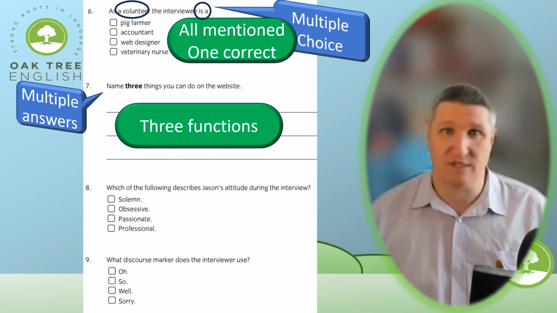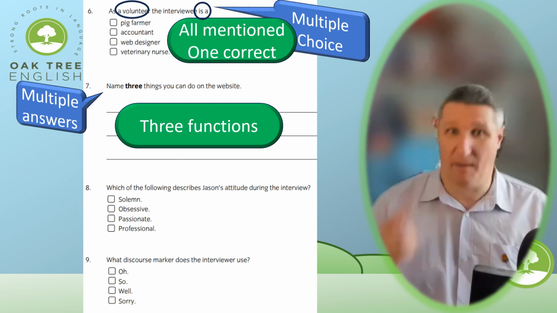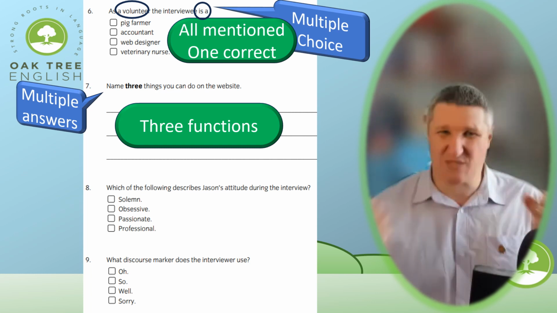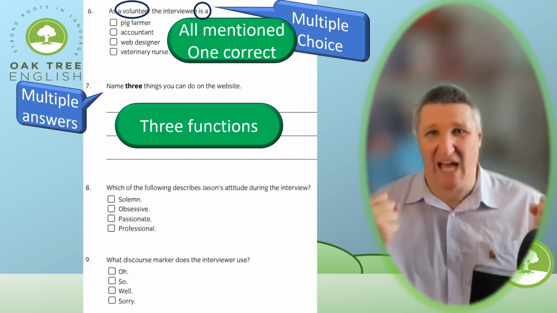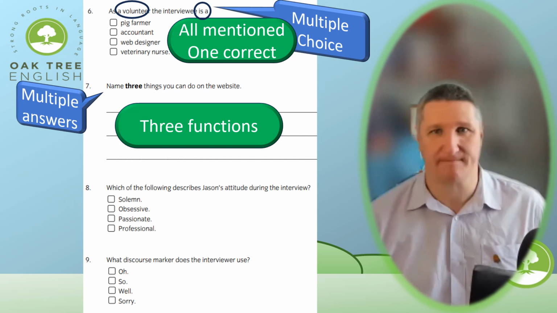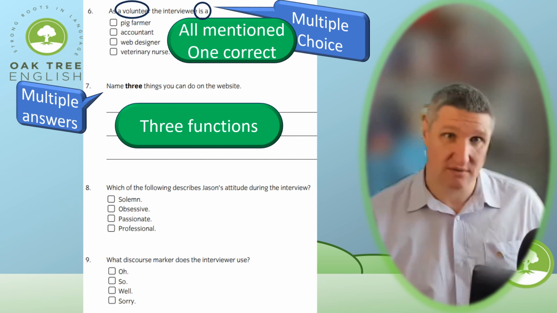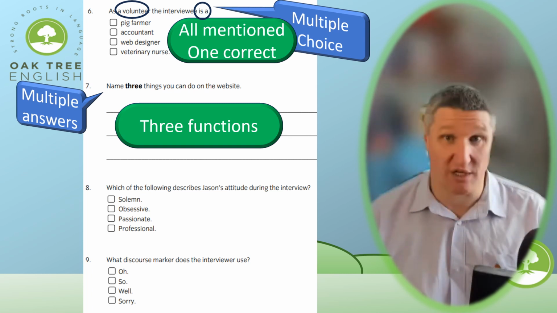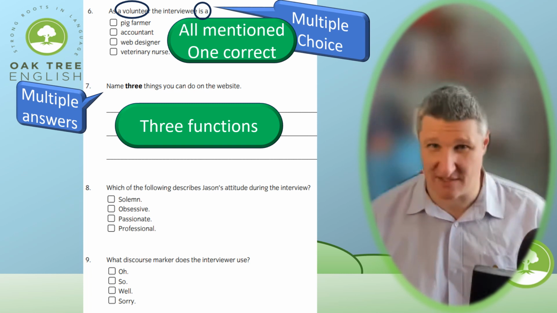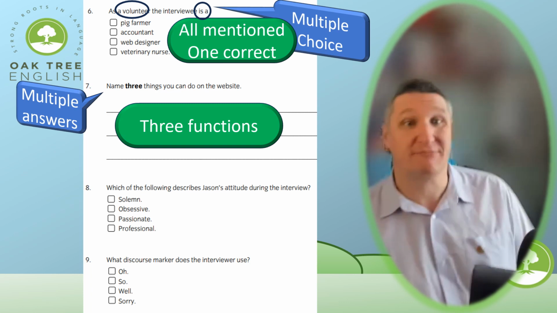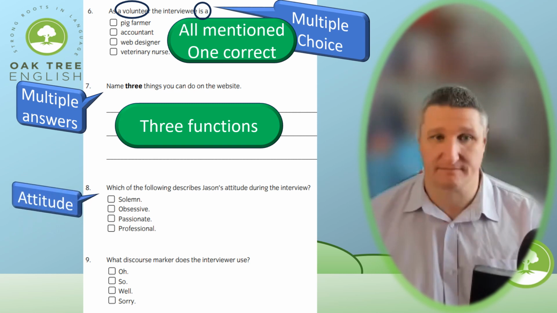Obsessive, which is when you can only think about one thing. Passionate, which is when you feel very strongly and are animated about the subject, as I feel about grammar. Professional, which is how most people are at work. I haven't mastered that yet, but don't tell my boss. You can sometimes work it out by process of elimination.